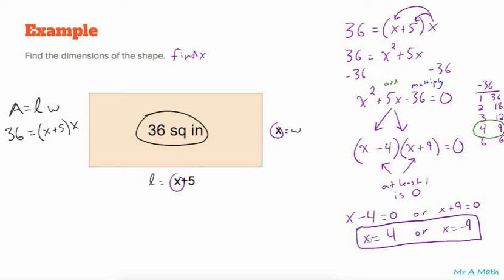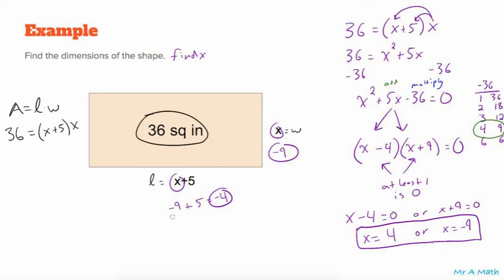Are both of them right? Are either of them right? Is only one of them right? So in this case, let's look back to our original problem and ask ourselves which one of these makes more sense. Well, if x is negative 9, that would leave me with negative 9 plus 5 as my length and negative 9 as my width. Well, there's a problem because negative 9 plus 5 is equal to negative 4, and negative 9 is negative 9.